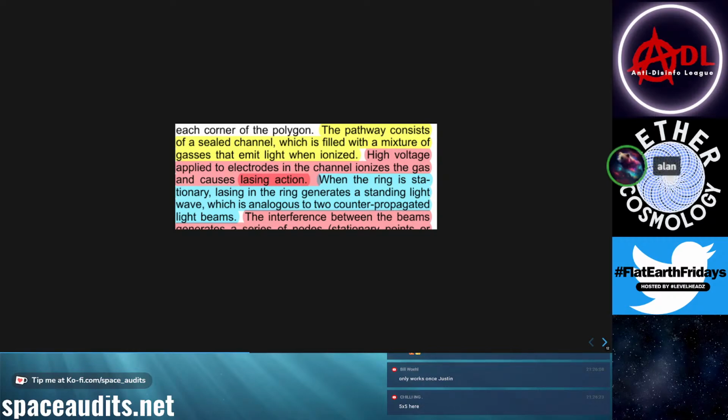When the ring is stationary, the lasing generates a standing light wave, which is analogous to two counter-propagating light beams. So this is what's generating the counter-propagating light beams. The interference between the beams, and so on.